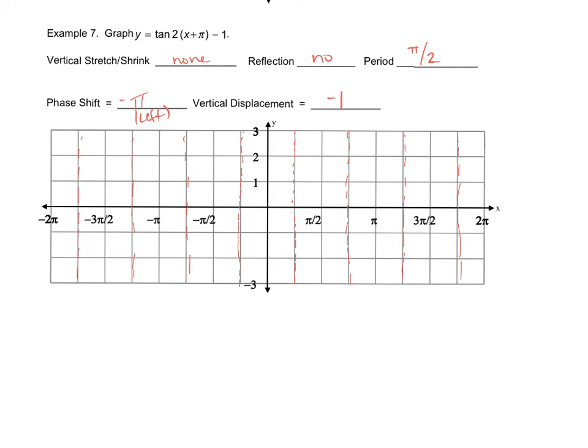So we'll think next about where our zeros go. And we know they would be centered between asymptotes. So normally I'd have one at the origin. But I have a vertical displacement of negative 1. So it now happens 1 below the x-axis in every period.